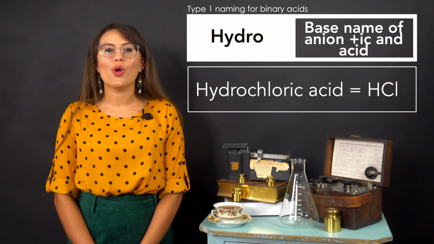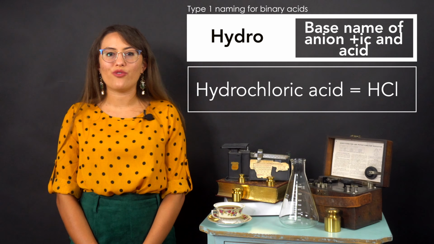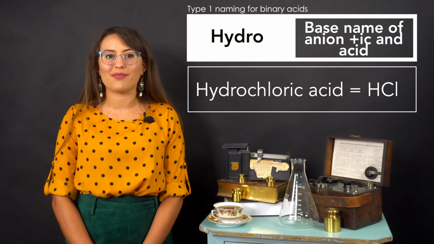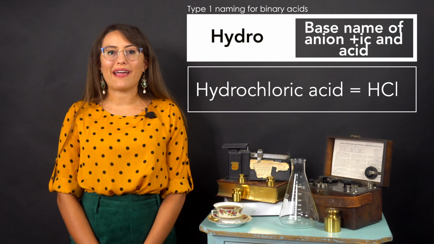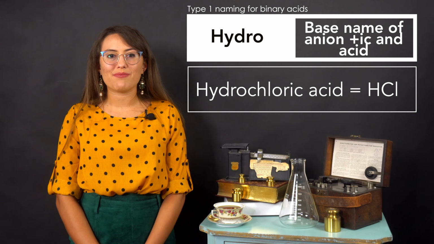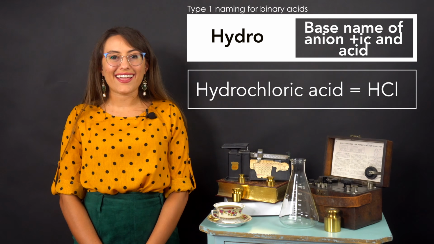For binary acids such as HCl, we always start with the prefix "hydro," followed by the root of the nonmetal atom and the suffix "ic," followed by "acid." So HCl, we would name this as hydrochloric acid.